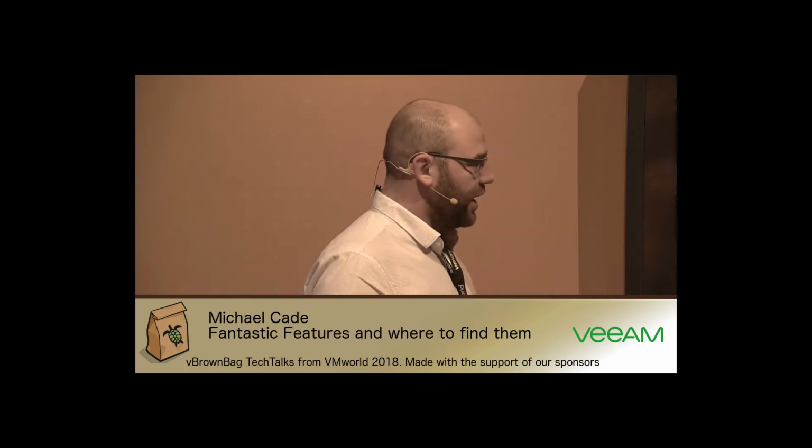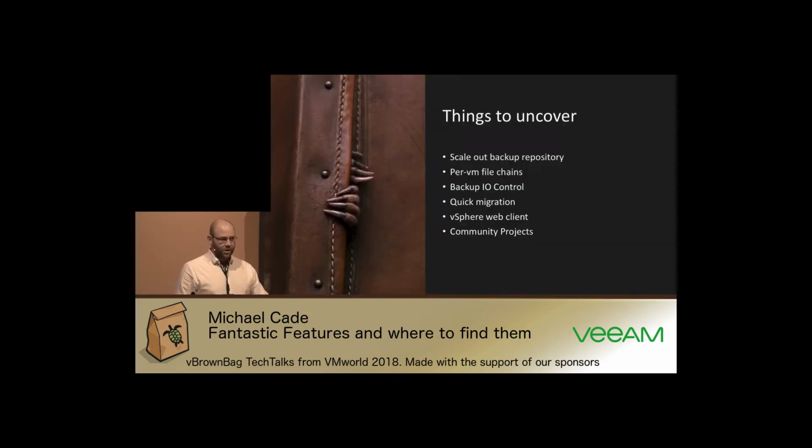So the things that we're going to look at, very quickly, and most of it is video, so we'll get into the demo pretty quick on each one, are Scaleout Backup Repository, per-VM file chain, backup IO control. Something that we really don't shout enough about is quick migration, and then the new vSphere web client from a Veeam point of view, as well as some community projects, so open source stuff that we use on a daily basis, whether it's PowerShell scripts or just tools that we can do some cool stuff with.